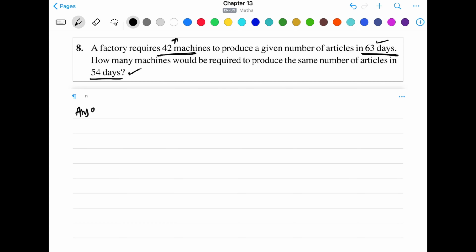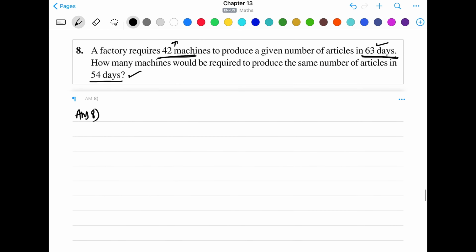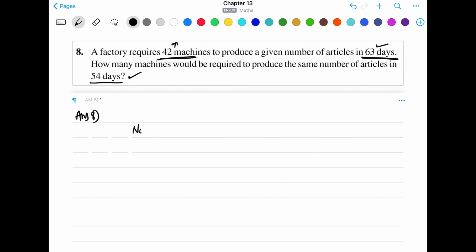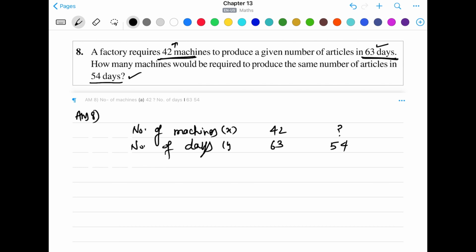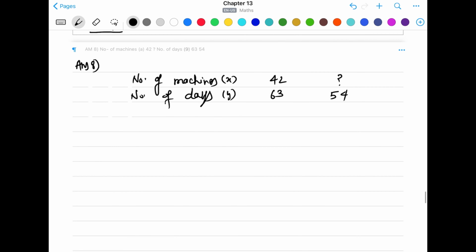So let's represent this information in tabular form. That's answer number 8. We have the number of machines and the number of days. Okay, these questions are very simple. You just have to represent this data first in tabular form: when the number of machines is 42, they take 63 days. We want to complete the task in 54 days. How many machines are required?